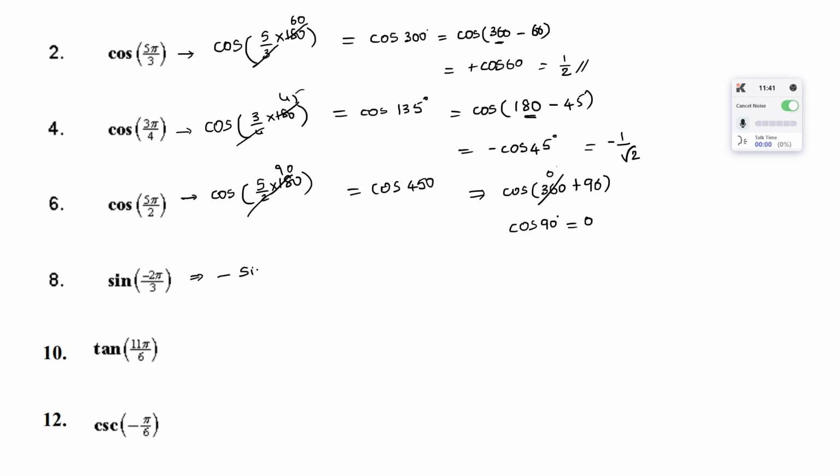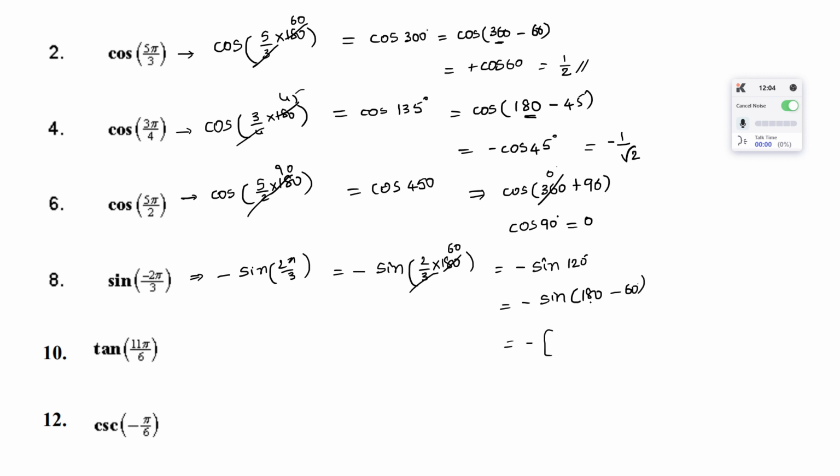The same way, minus sine 2 pi by 3. So minus of sine 2 by 3 into 180. So 3 ones are 3, 60s are. So minus sine 120. Minus of sine 120 can be written as 180 minus 60. So minus of sine 180 minus theta. Whenever we are taking the reference angles as 180, there will be no change in the name. It will become sine 60. And 180 minus theta belongs to the second quadrant, and sine is positive there. So minus into plus will become minus sine 60. And the answer is minus root 3 by 2.